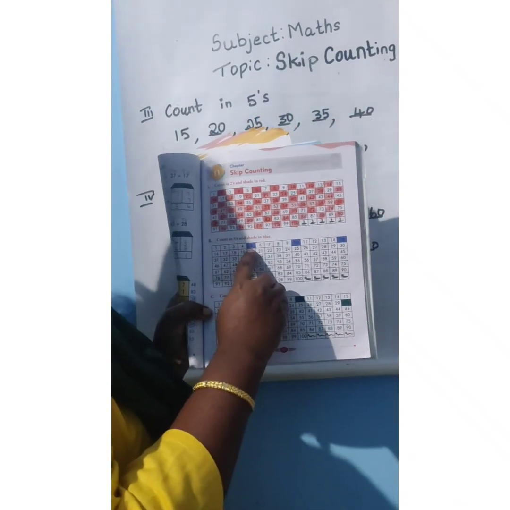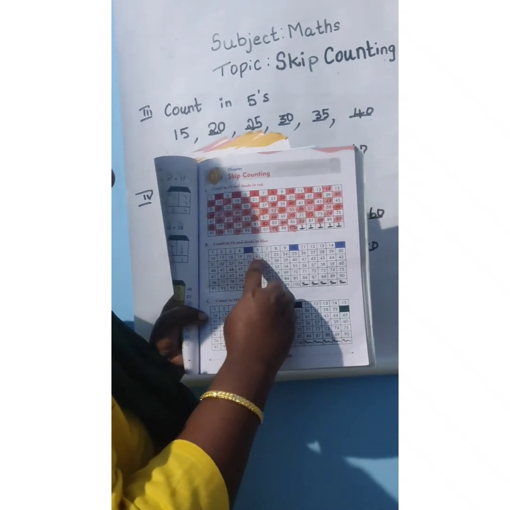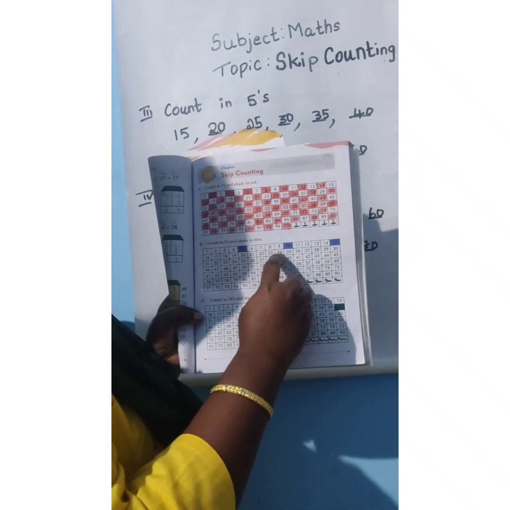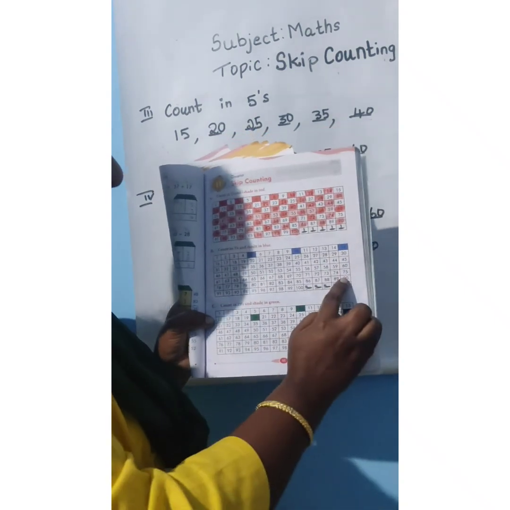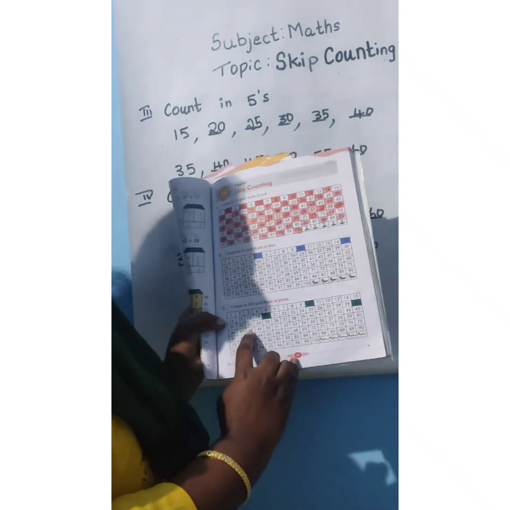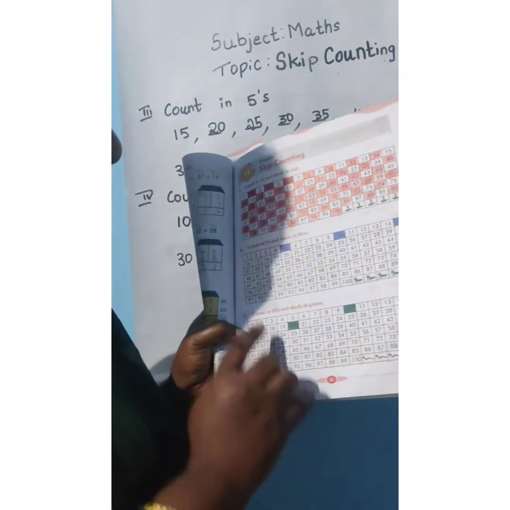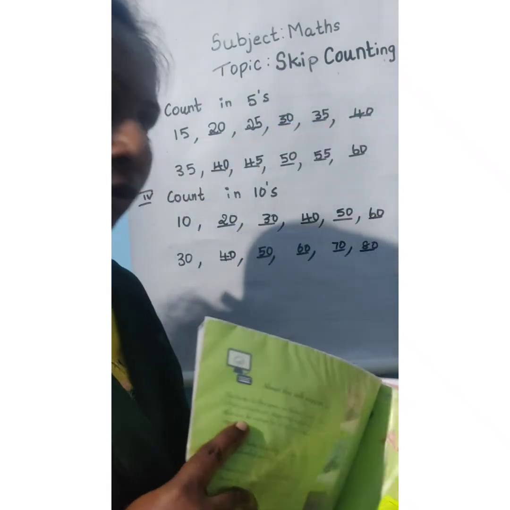So you have to color 20. Okay. So the next is 21, 22, 23, 24, 25. So next you have to color 25. Same way you complete this, main B and C. That is for your homework. B and C, you have to do it for your homework.